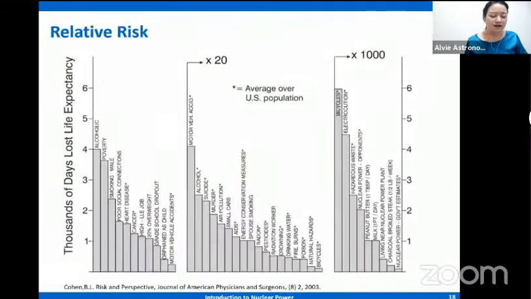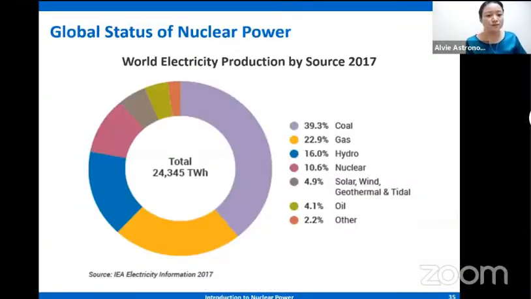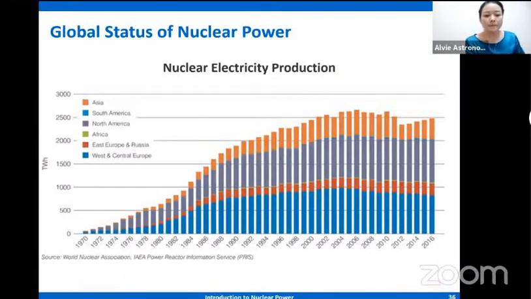How many people are using nuclear power in the world? So let's look into the global status of nuclear power. So this is a 2017 data. I just checked the 2020 data. Just comparable naman yung result. So in 2017, 10.6% of the world electricity production is from nuclear source. For 2020, it's about 10.1%. Majority is still from coal, 39.3%. We know coal is a major emitter of carbon dioxide in the atmosphere.